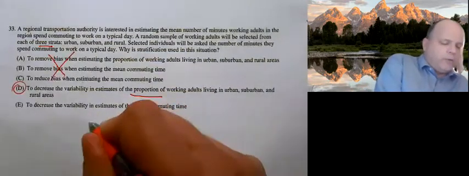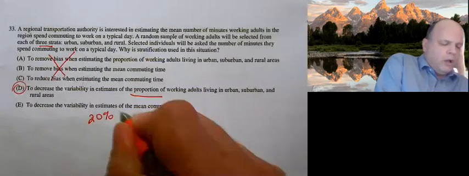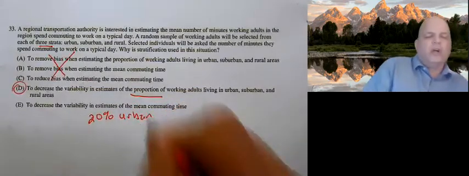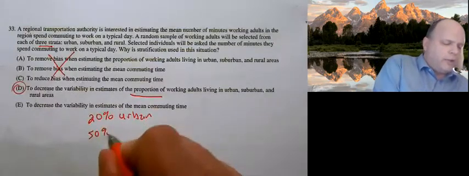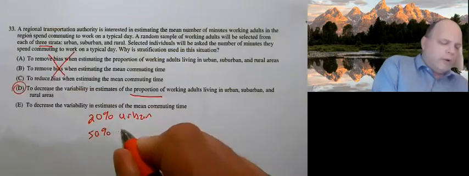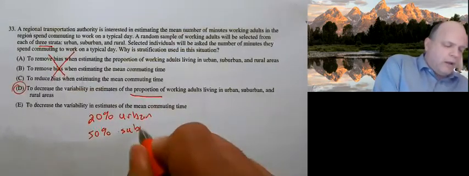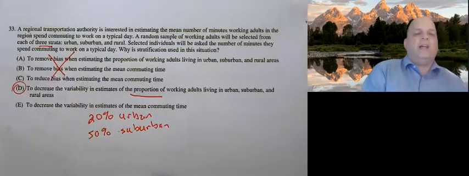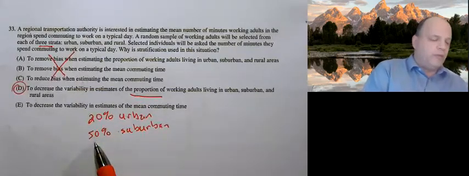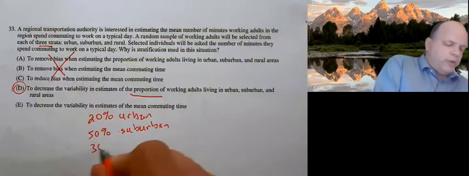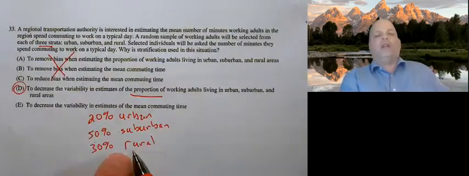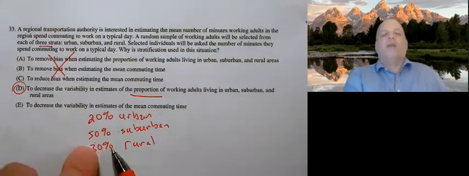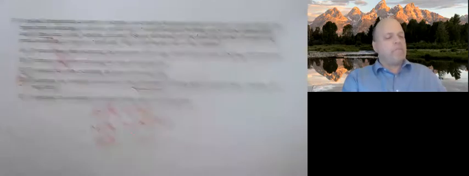Once again, if 20% of the actual population of my workers were urban, then I want 20% urban in my sample. If 50% live in the suburbs, then I want 50% listed in my sample. The only way I can do that is if I stratify and make sure we have 50% from this strata. And if we have 30% in the rural, once again, the only way I can make sure I have 30% rural represented is I take that percentage from my rural population of workers, okay?